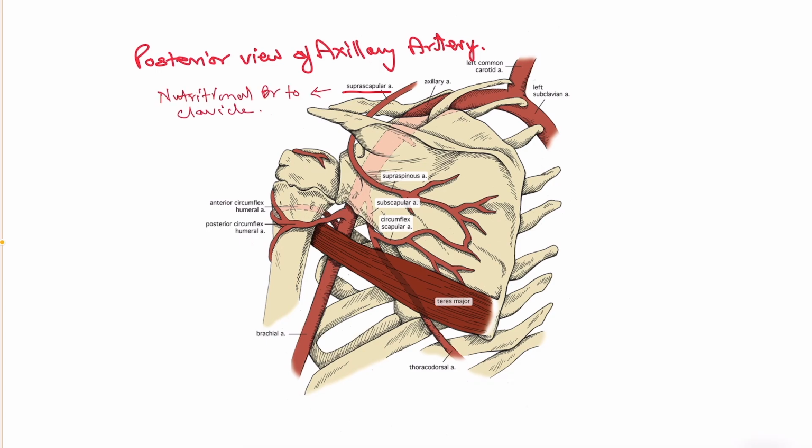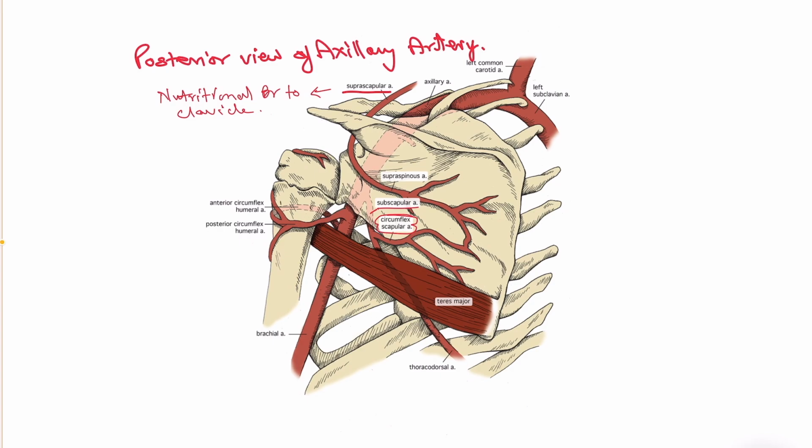It also gives branches to the acromion. Can you appreciate this circumflex scapular artery? I taught you that this is a branch from this artery, the subscapular artery. They have shown it in dotted lines because that's something not in the direct view. It's lying in anterior relation to the scapula, right?